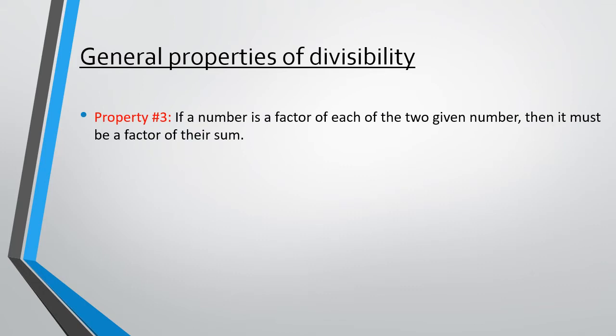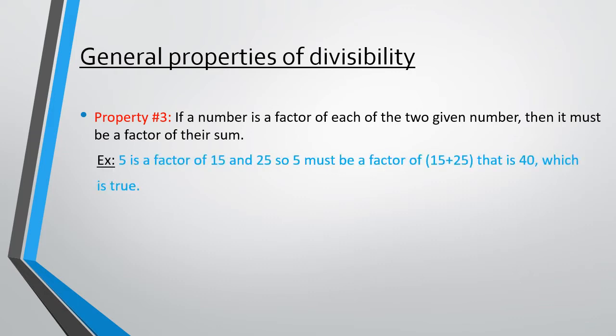Let us know the property number 3. If a number is a factor of each of the two given numbers, then it must be a factor of their sum. Let us see that with an example. Now 5 is a factor of 15 and 25. Alright, so according to the property, 5 should also be a factor of the sum of 15 and 25, which is 40. And this property is proved as well. Of course, 5 is a factor of 40, which is the sum of 15 and 25.